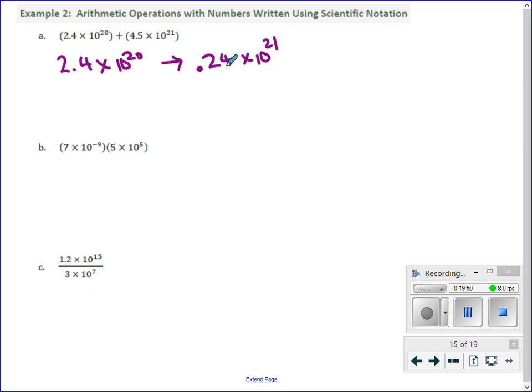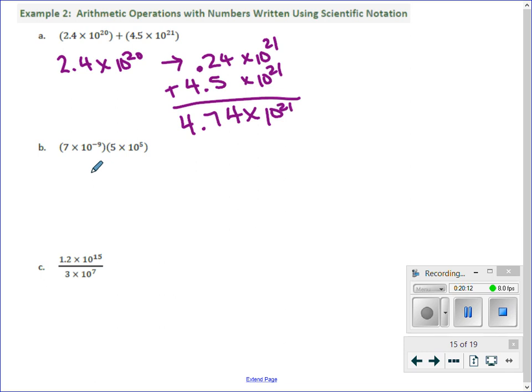Now that it is the same, I could add this one, 4.5 times 10 to the 21. So we're going to add these two together, and you don't need a calculator, 10 to the 21, you just add straight down. So we get 4.74.